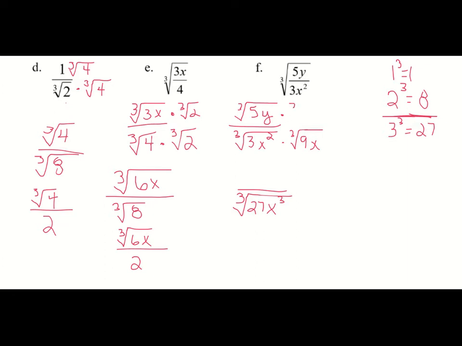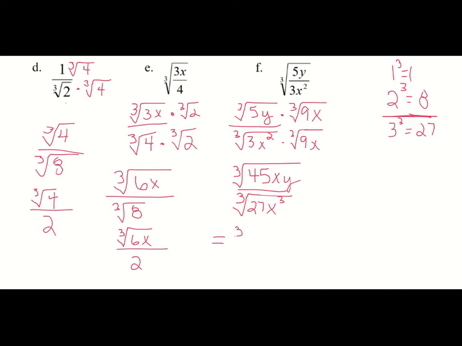And again, whatever you do to the bottom, you do to the top. So we'll multiply by the cubed root of 9x, which on the top is going to give me the cubed root of 45xy. And then we have to simplify our bottom. I don't believe we can pull any cubed roots out of the top, because 8 doesn't go into 45 and 27 doesn't.